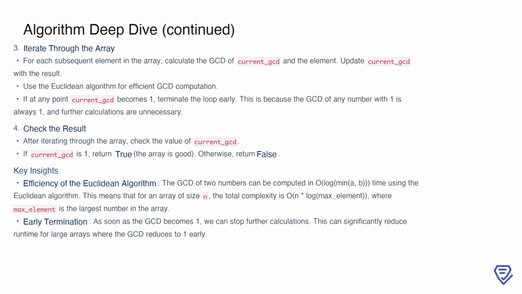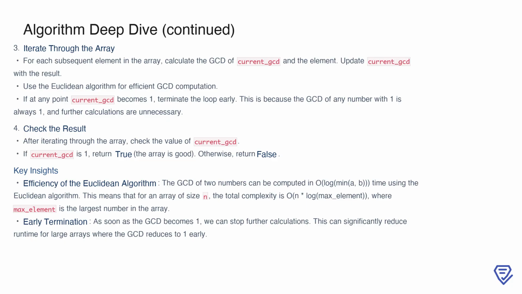The next step is to iterate through the array. For each element, we compute the GCD of the current value of current_GCD and the array element, then update current_GCD with the result. To perform this calculation efficiently, we use the Euclidean algorithm, which is well known for its logarithmic time complexity. One important optimization here is early termination. If at any point current_GCD becomes 1, we can stop iterating immediately. This is because the GCD of any number with 1 is always 1, so further calculations become unnecessary.